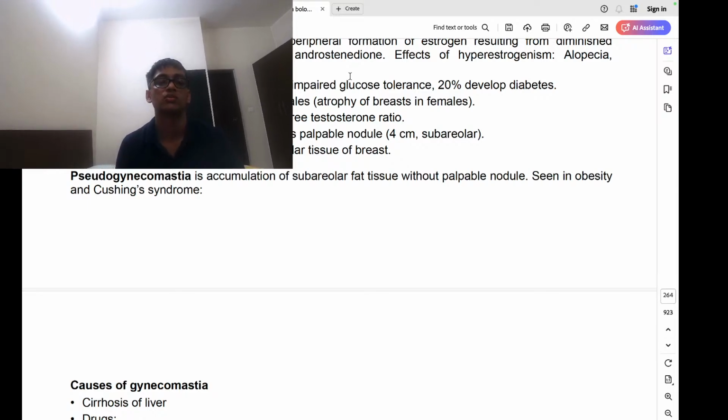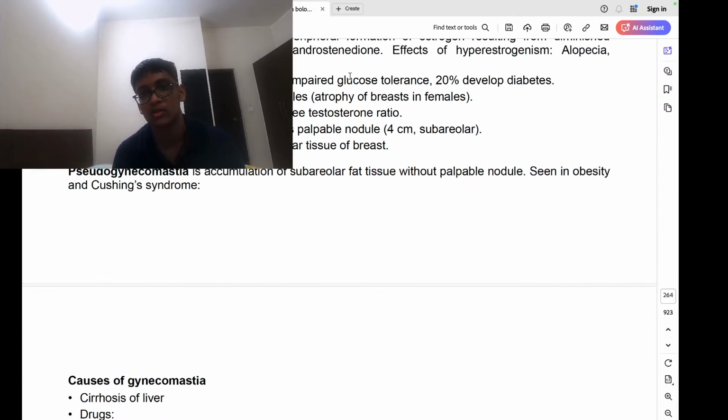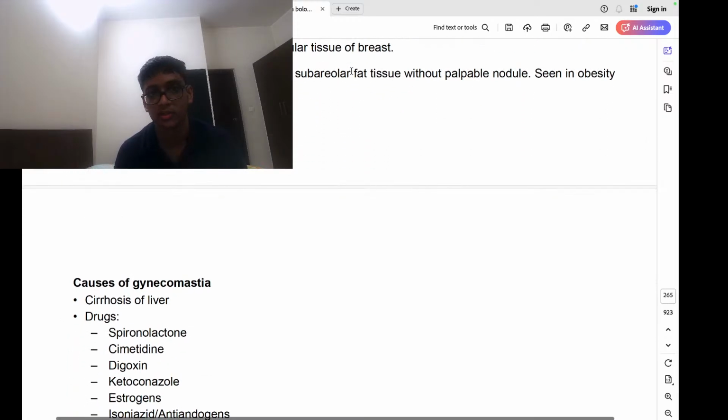So the cause is due to increased estradiol to free testosterone ratio. On examination, it appears as a palpable nodule, 4 centimeters, subareolar gynecomastia. Microscopy shows proliferation of glandular tissue of the breast.